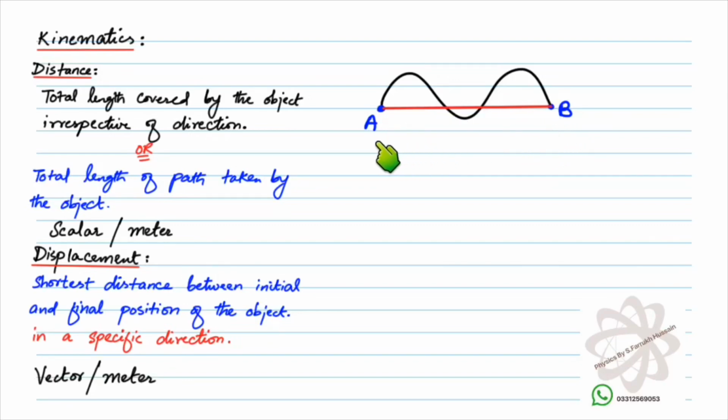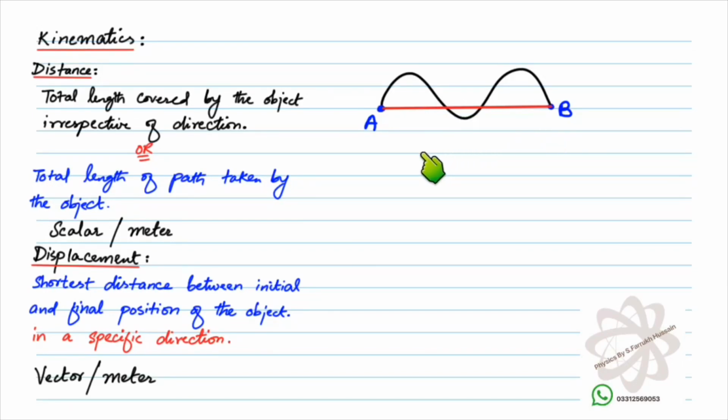If the object covers distance from A to B and uses the path which is the black line, so the length of this black line is the distance, and you cannot specify its direction because it is not covered in a straight path. While the red line indicates the shortest distance between the two points, and since it is in a straight line you can also specify its direction. As it's from A to B, I can specify its direction as due east.